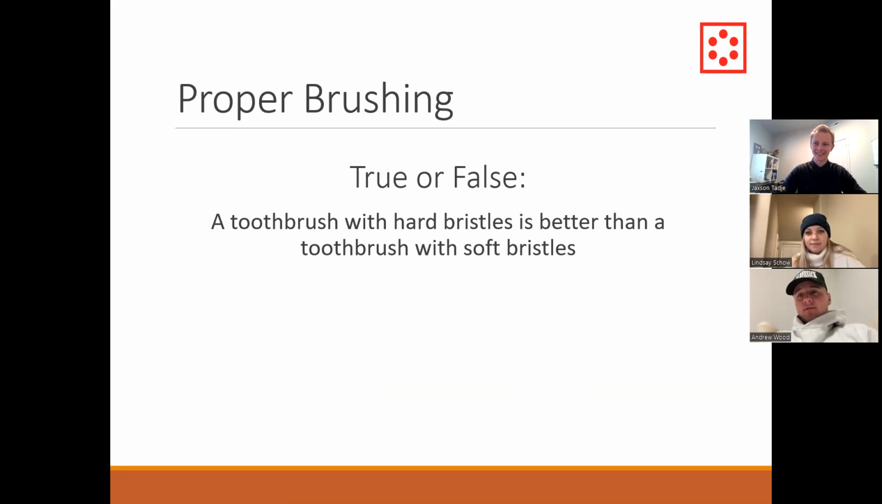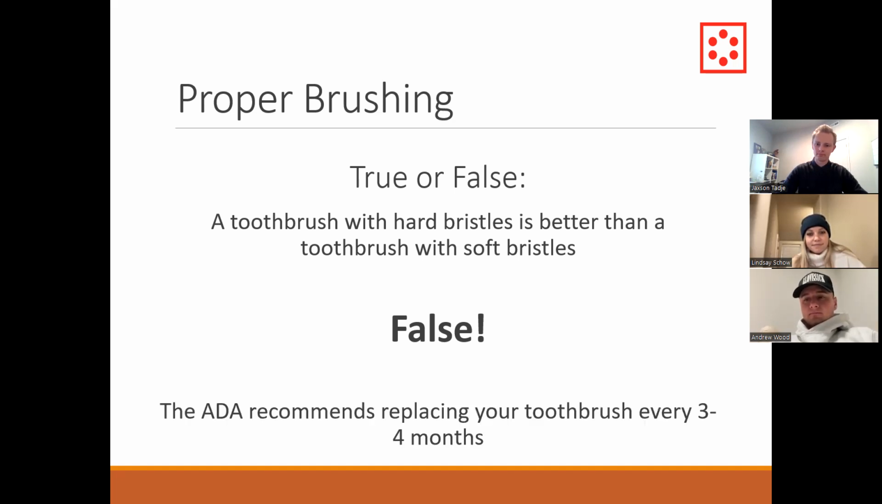Okay, another question for proper brushing. True or false? A toothbrush with hard bristles is better than a toothbrush with soft bristles. And that is false. Soft bristles are a little bit better and can clean better on the teeth. And then the ADA recommends replacing your toothbrush every 3 to 4 months. That way too much bacteria doesn't build up. So remember to replace your toothbrushes. For those of you who aren't aware, the ADA is the American Dental Association. So they're in charge of all the research and everything dental related in America.